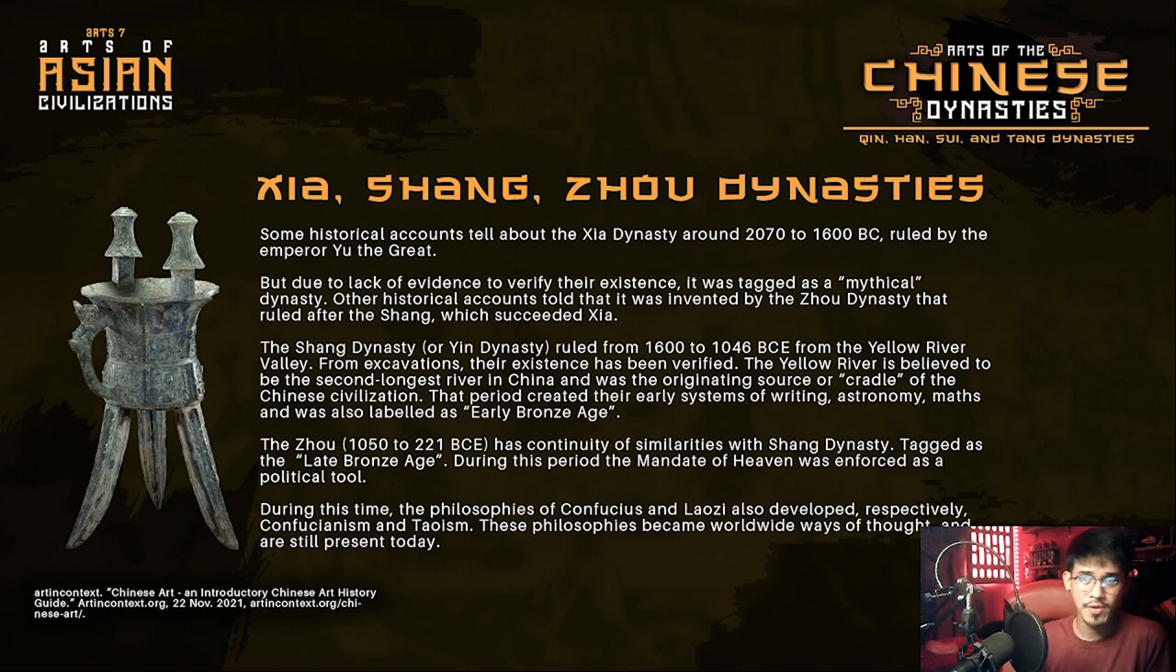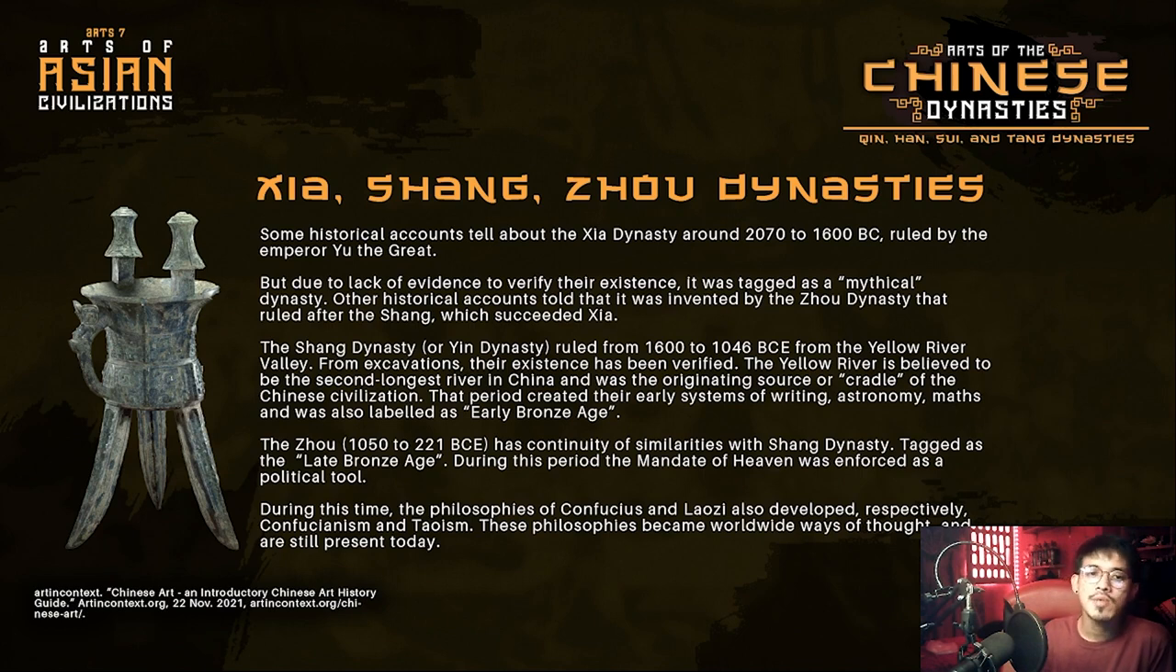So the Yellow River is very important in the formation of the early Chinese civilizations. Why? Because of course water. Almost all civilizations in the world were formed beside a water body, especially a river. Yeah. So yeah, the Zhou has a continuity of similarities with the Shang dynasty.